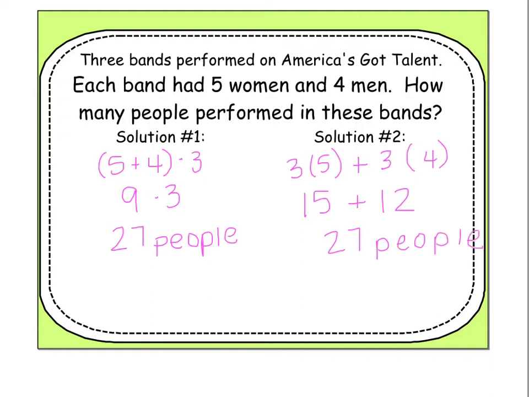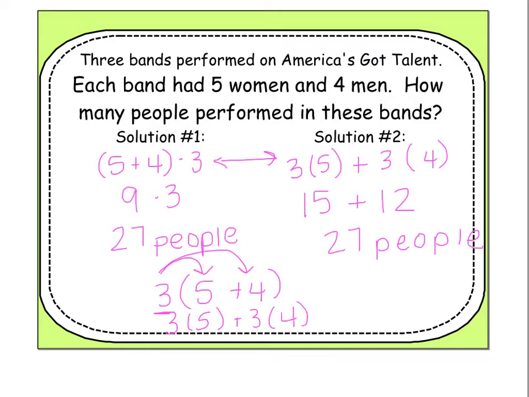Basically, these 2 solutions help sum up the distributive property. What the distributive property says is that, I'm going to rewrite this as 3 parentheses 5 plus 4, if you have a number on the outside of the parentheses, and you multiply it first by the first term, next by the second term, you're going to get the same answer. They mean the exact same thing.